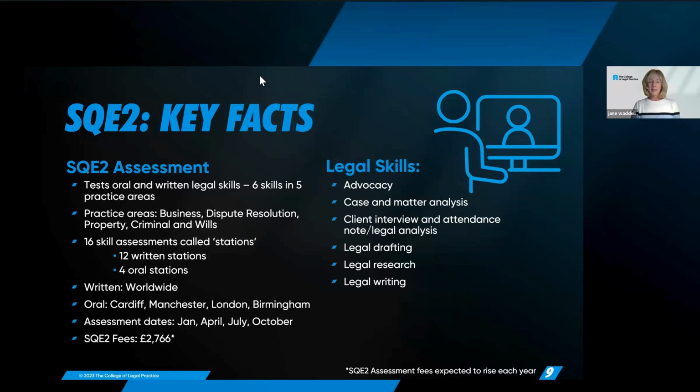And this assessment has 16 what we call stations, and 12 are written. So again, it's a bit like the Pearson VUE Centre, where you're just sitting in front of a computer. And then there are 4 oral stations, and that's for advocacy and for interviewing a client. You have to pass, the marks are put together collectively, and you have to pass SQE2 as a whole. So potentially you could be very weak in advocacy, but be strong in all the other subjects and other skills, and they would pull you through.